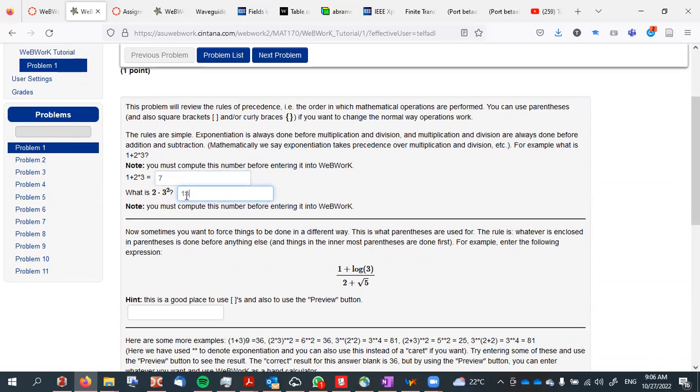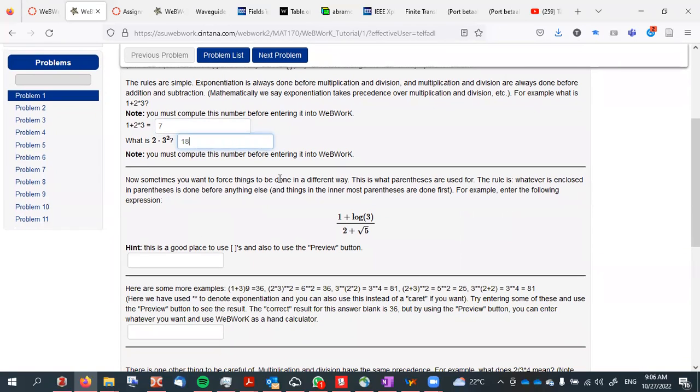Okay. And here's another question. It says, now sometimes you want to force things to be done in different ways, as in this example. This is what parentheses are used for. The rule is whatever is enclosed in parentheses is done before anything else, and things in the innermost parentheses are done first. For example, enter the following expression, 1 plus log 3.